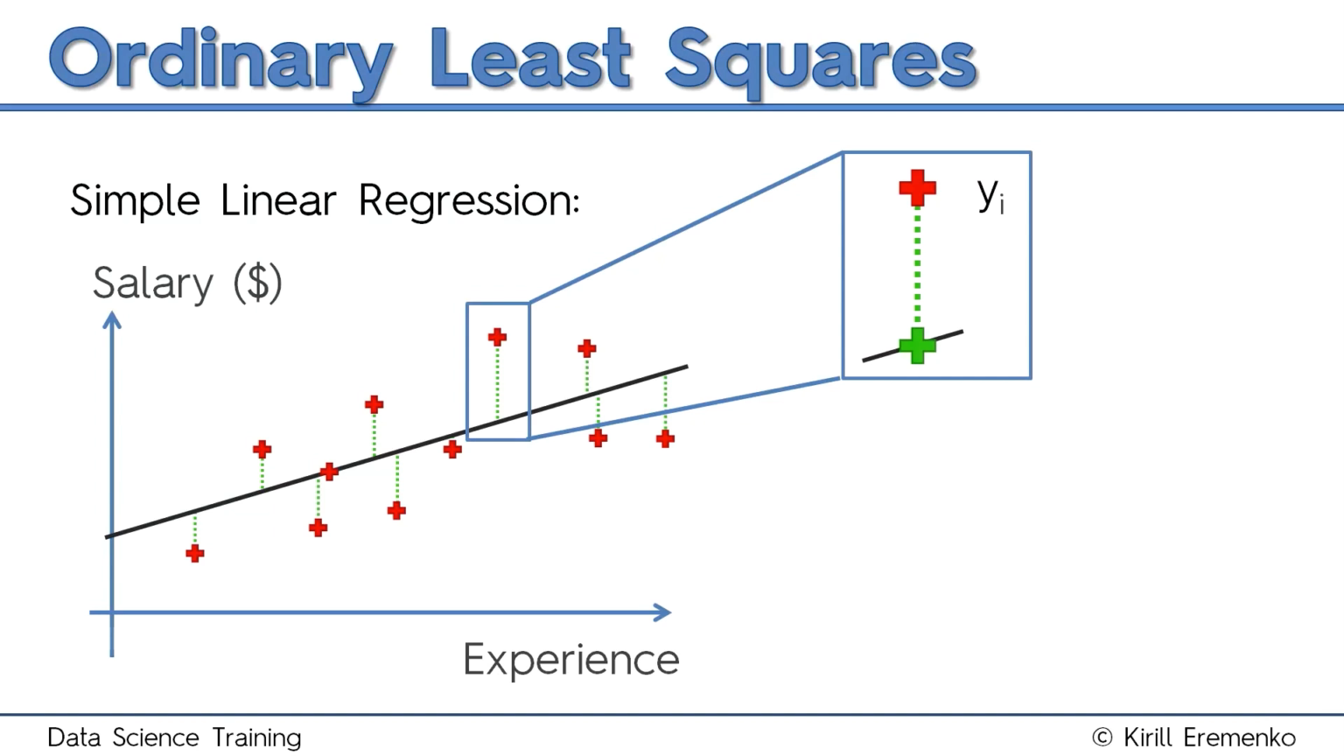So the red cross is called yi, so y with the subscript i, and that is the actual observation. The green cross is called yi hat, and that is the modeled observation, or the modeled value. So basically, with that level of experience, where does the model predict that he would be earning? And so the green line is the difference between what he's actually earning and what he's modeled to be earning.